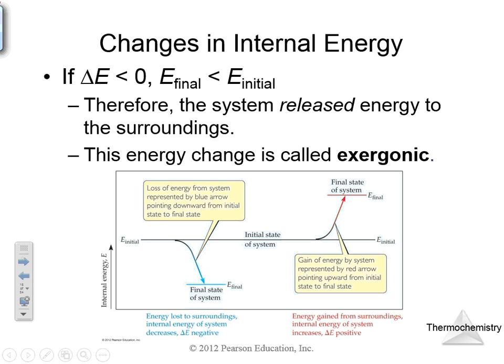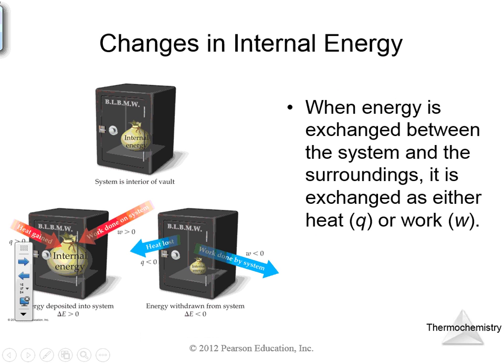If change in energy is less than 0, that means our change in E is going to be negative. If our change in energy is negative, it's exergonic, which means energy is being released. So if energy is being released, it's negative. If energy is being absorbed, it's positive. Now, when energy is exchanged between the system and surroundings, it can only be done in one of two ways, through heat or through work. That's the only two ways.